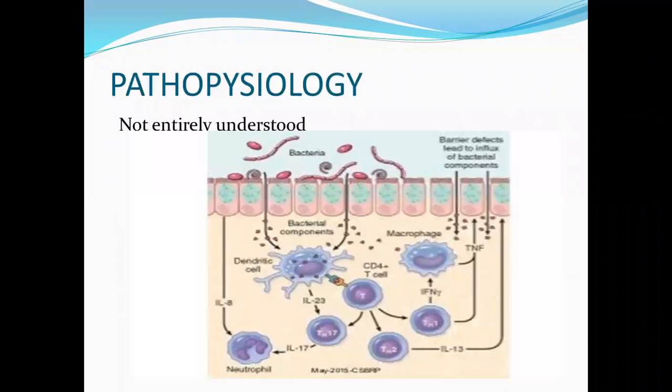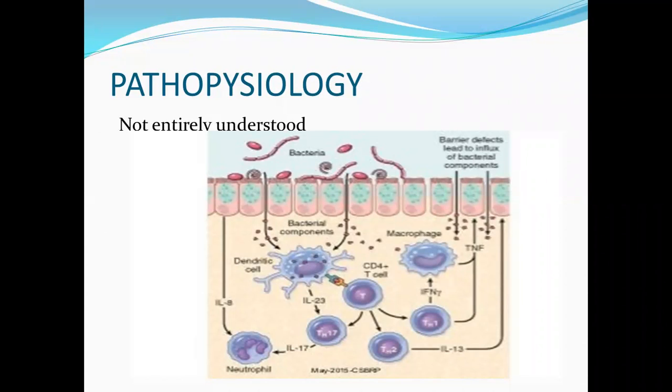We talk about the pathophysiology. It is not entirely understood, but what we do know is that in the gut, we have commensal bacteria on the surface of the mucus. We also have certain cells that help to maintain an equilibrium in the activities of these bacteria.